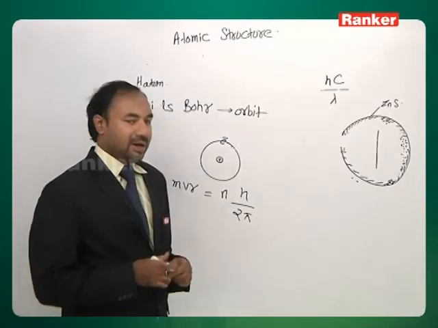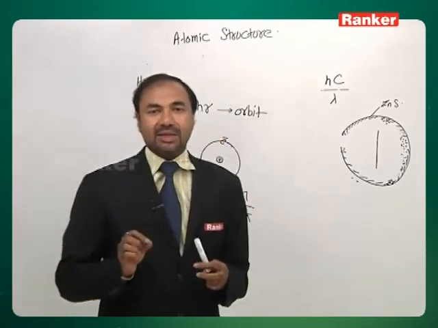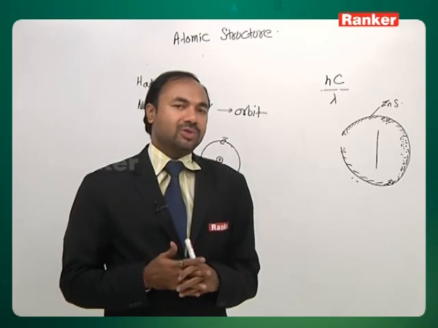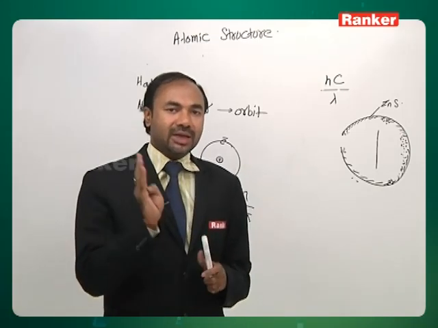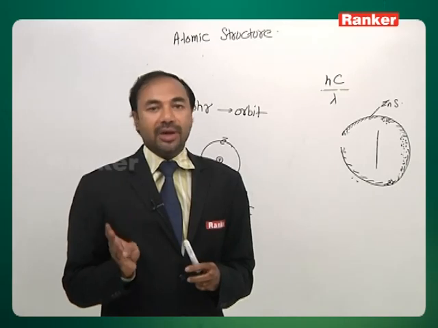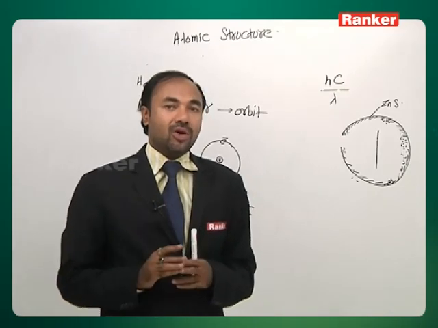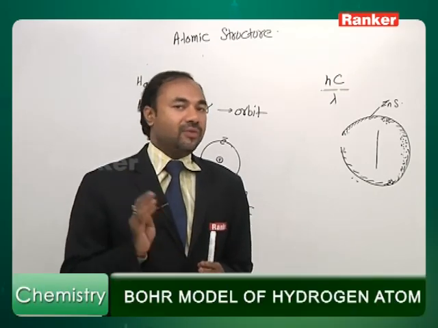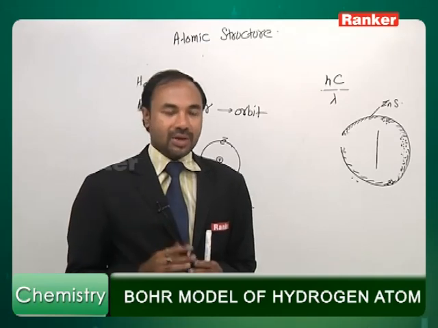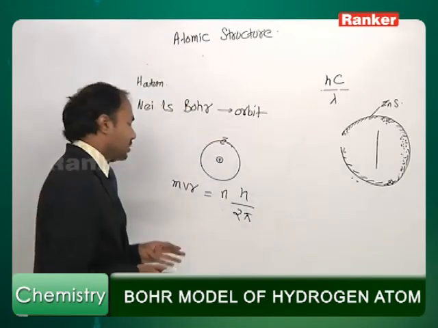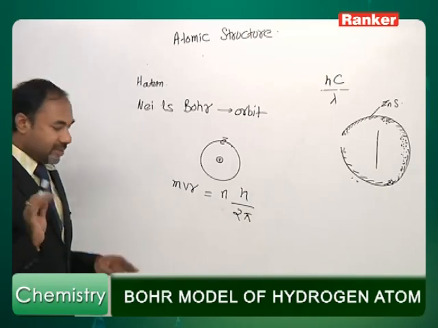Bohr could tell a lot of things, so Bohr was highly successful at that particular time because it could explain almost everything. It could tell the radius of the orbit, the velocity of the electron in that particular orbit, and even the energy of the electron in that orbit. How? We'll do some derivations now.